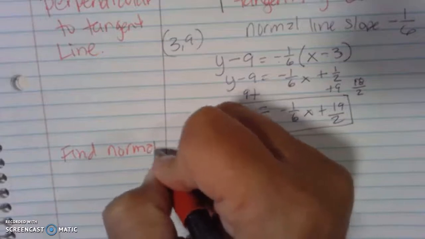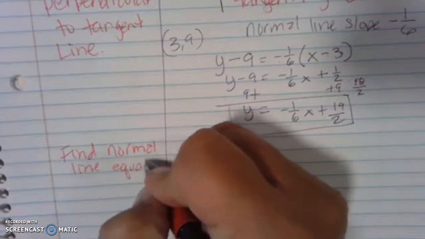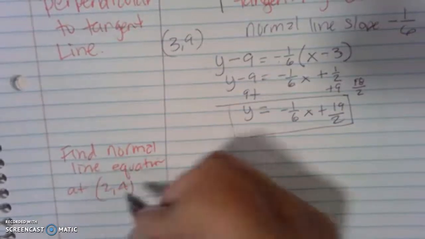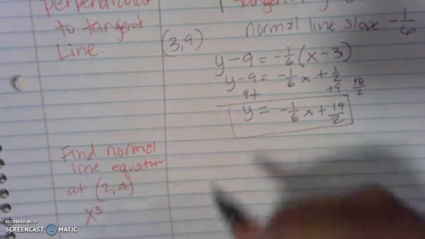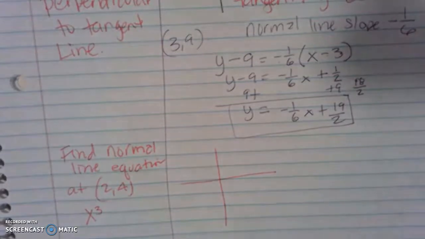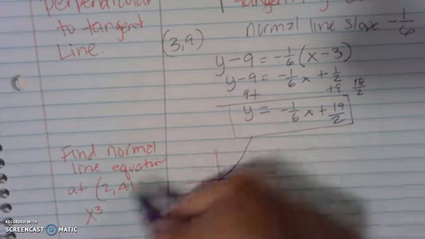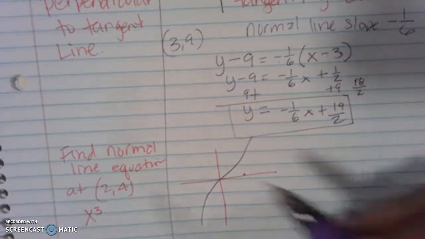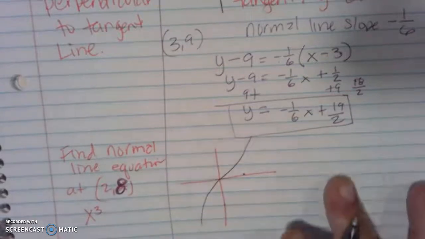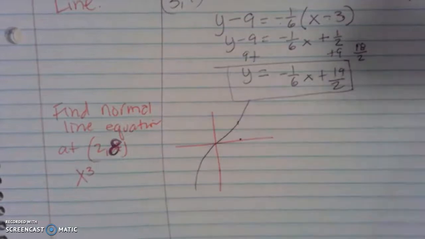Find the normal line equation at 2, 4, or let's do x to the third, right? X to the third is going to look something like this. And then, I don't even know if it hits at 2, 4. That might be a bad equation. It would be 2, 8. Let's do 2, 8. So what's my equation of the normal line at 2, 8?